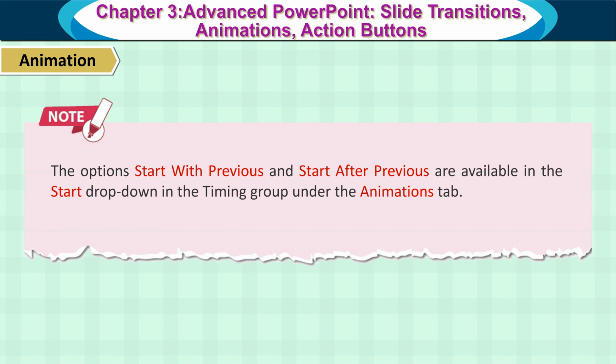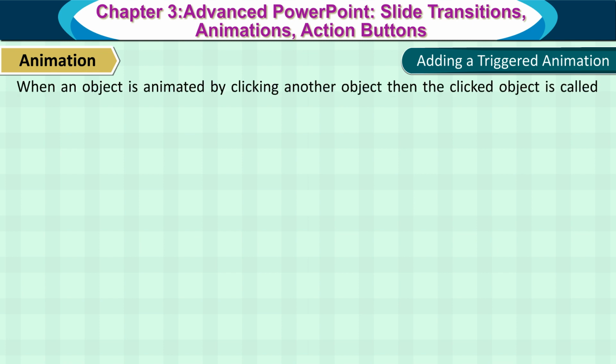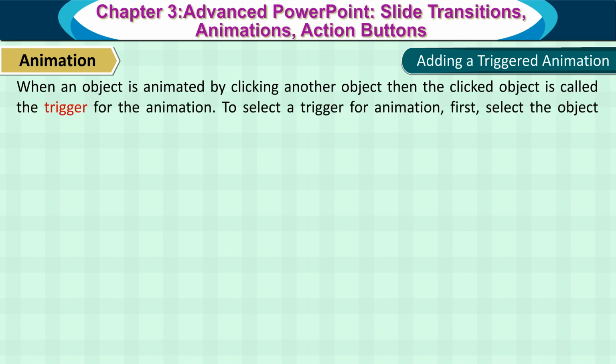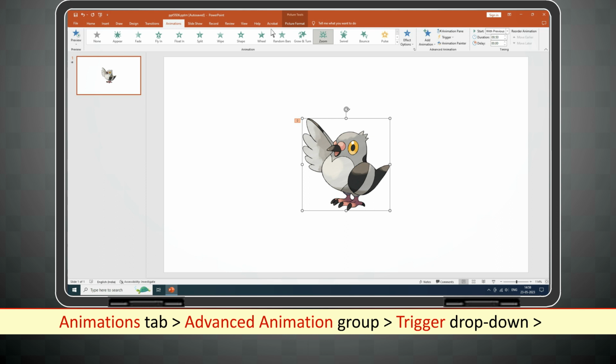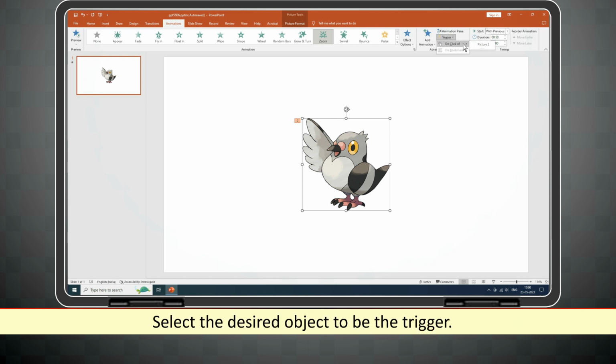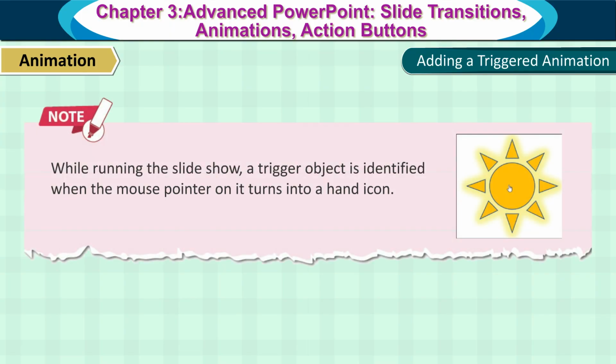Adding a triggered animation. When an object is animated by clicking another object, then the clicked object is called the trigger for the animation. To select a trigger for animation, first select the object which has an animation applied already, then do the following. Animations tab, Advanced Animation group, Trigger drop-down. Select the desired object to be the trigger. Now, the animation will occur when the trigger object will be clicked. Note: while running the slideshow, a trigger object is identified when the mouse pointer on it turns into a hand icon.